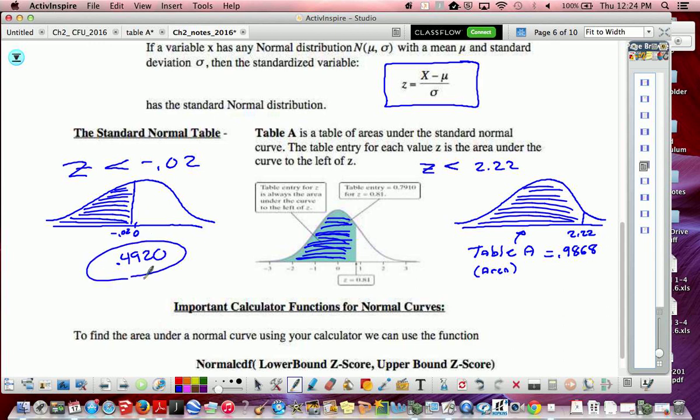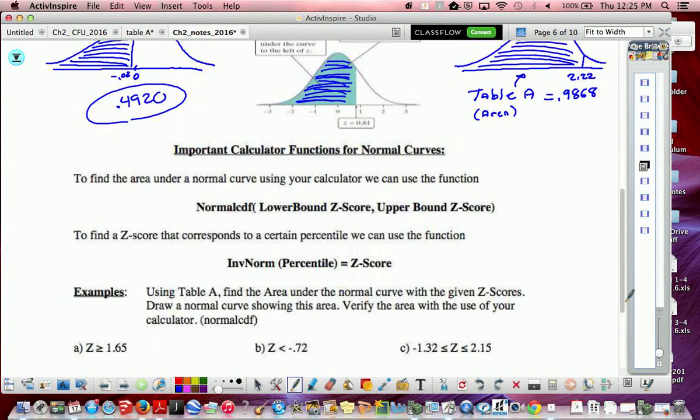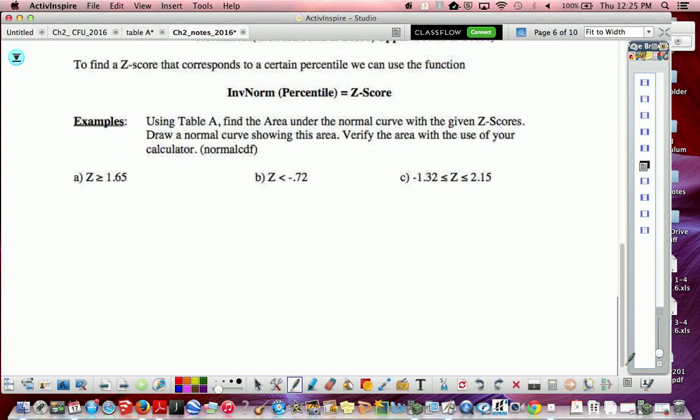So knowing how to find these areas using z-scores is very important. The negative 0.00 and the positive 0.00 are the same as 0. That's why it's 0.5, because you're at the mean. Alright, if we go to the bottom, there are 3 practice problems that we're going to do together using table A.